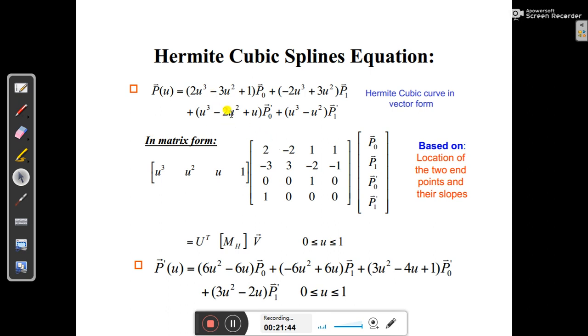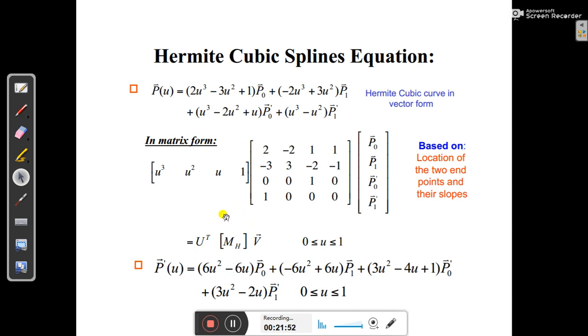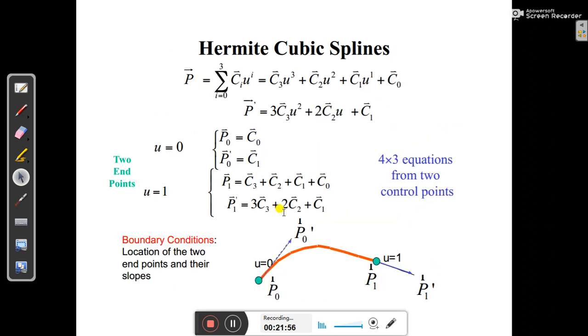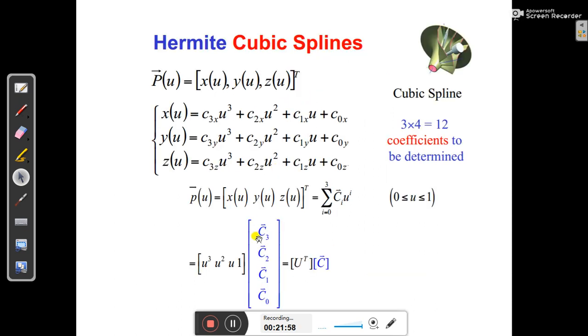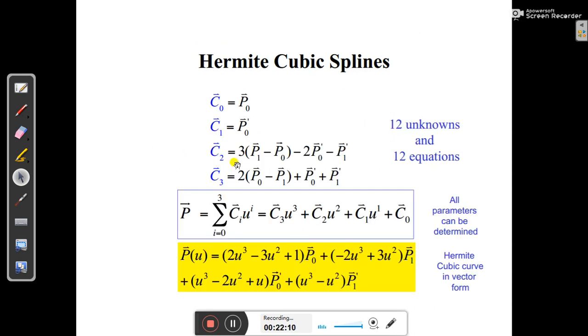I will explain more about the Bezier curve next. We don't need to go deeper into this mathematical explanation. Just understand what Hermite cubic splines are. Try to understand a bit about this equation, and how we can derive or use this equation to draw this spline curve. That's it on this part.